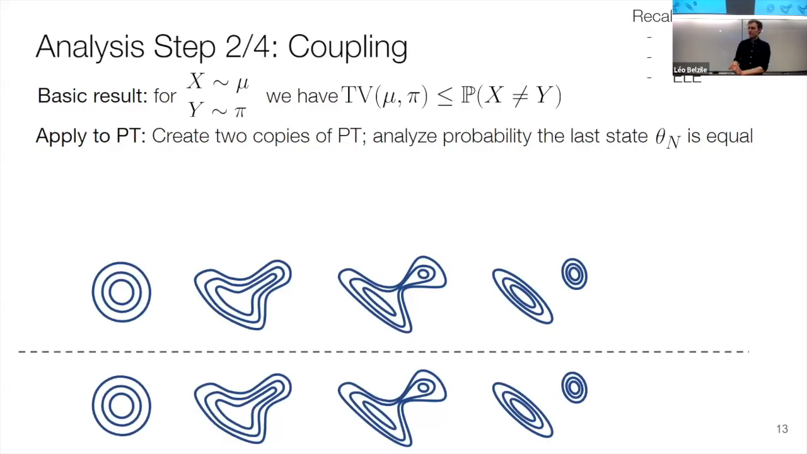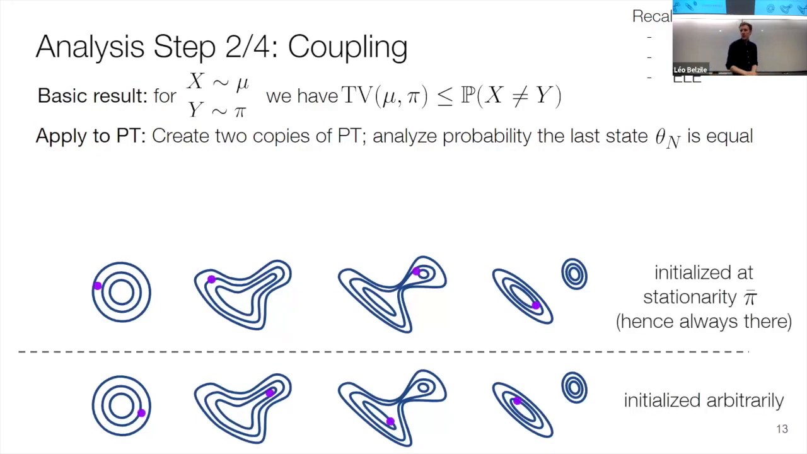There are my two copies. All right, I've got my 4 chains again, top and bottom. The top copy of PT is going to be initialized at my target distribution. So this is the distribution that I actually care about taking draws from. These purple dots are the draws on the top, and they are independently sampled from each one of these targets. This is a hypothetical copy of PT. I can't actually do this in practice. The bottom copy of PT is the one that I'm actually running in practice. That's initialized arbitrarily.